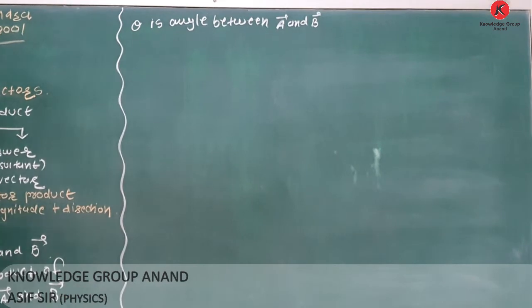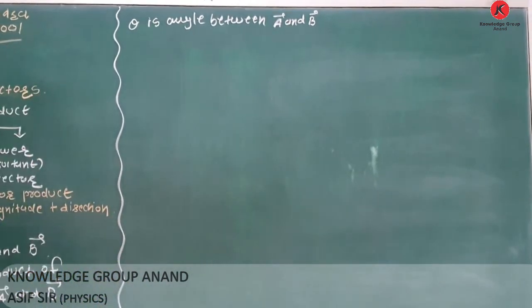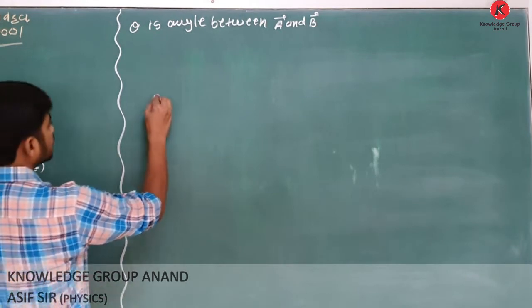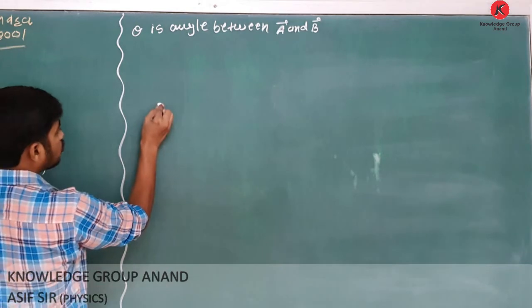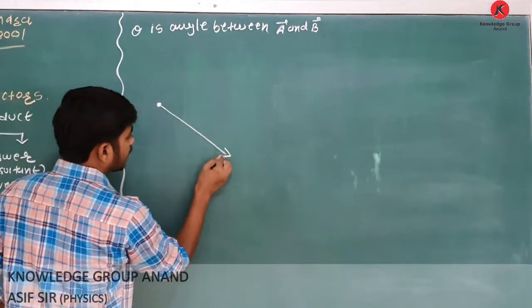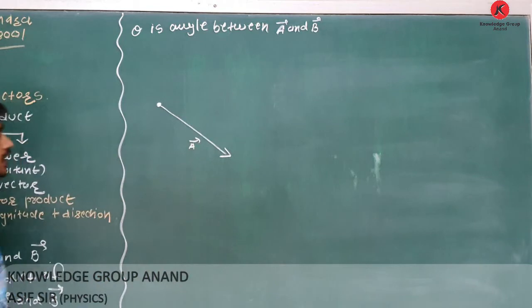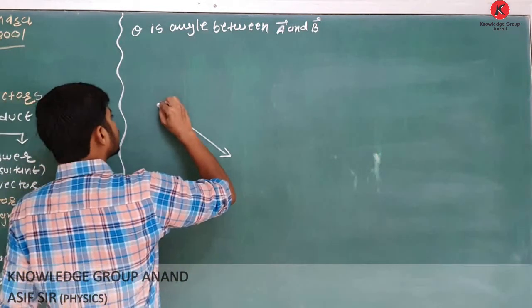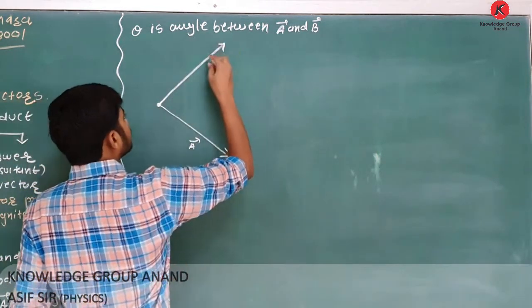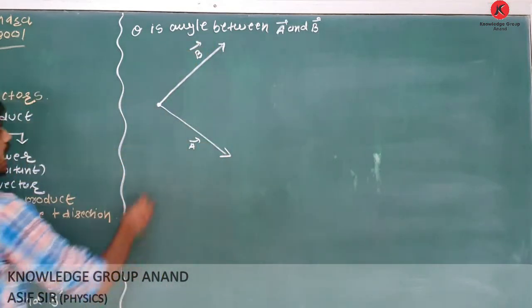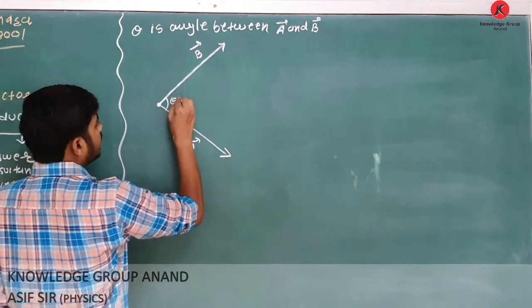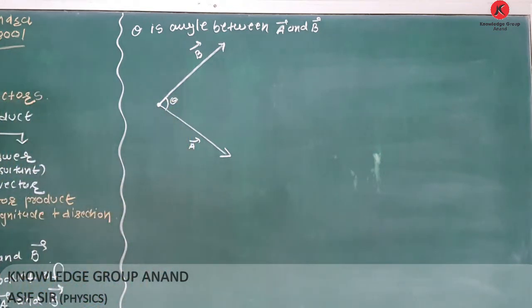We have two vectors A and B. I will draw these two vectors from the same point. Suppose it is point O. From this point O, draw the first vector, it is vector A. Then draw another vector from the same point, let it be vector B. Clear about this? The angle between them is theta.